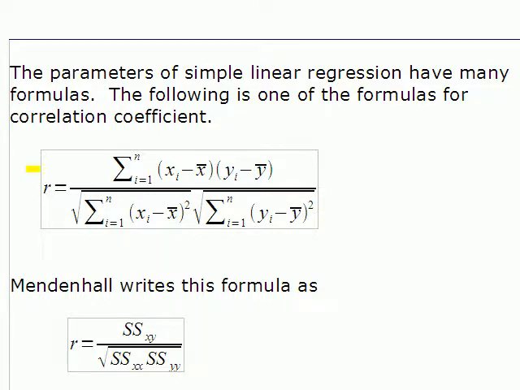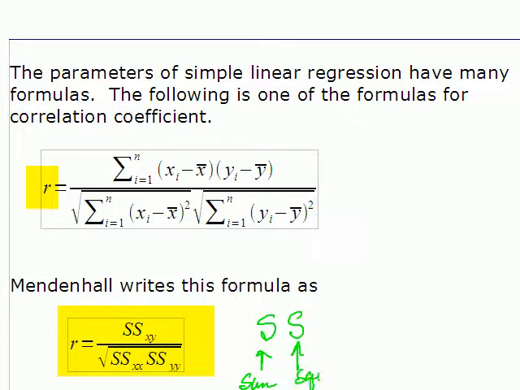Now we're looking at the formula for the linear correlation coefficient r, and it looks complicated at first. When you look at it and break it into pieces, it's very easy. Mendenhall writes it this way. He uses another notation, and this is common in statistics, so let's look at what this notation means. Well, it doesn't mean what it says, but all right. The first S stands for the sum, and it's supposed to be sum of the squares. Okay, but then there's two subscripts.